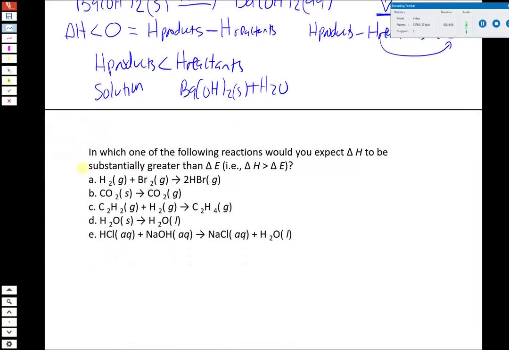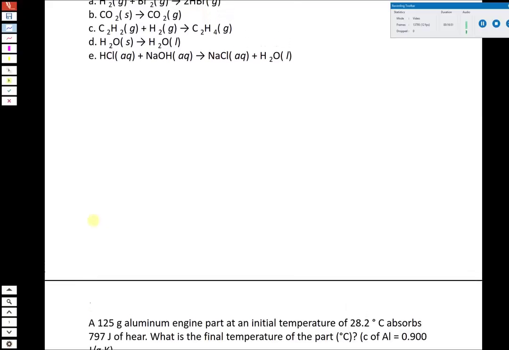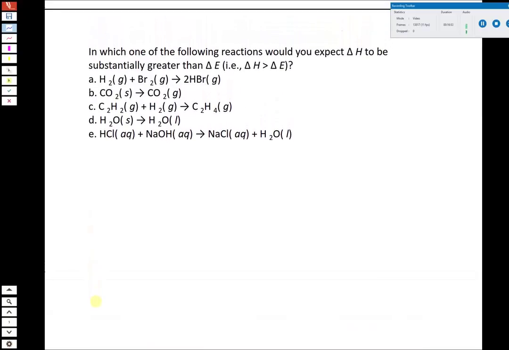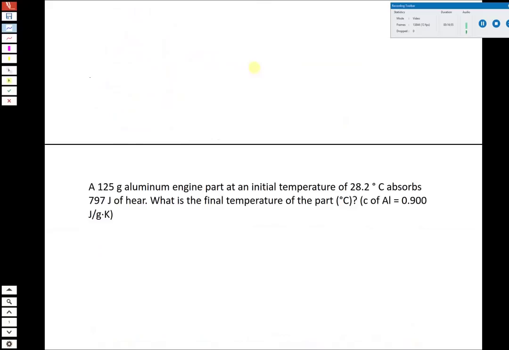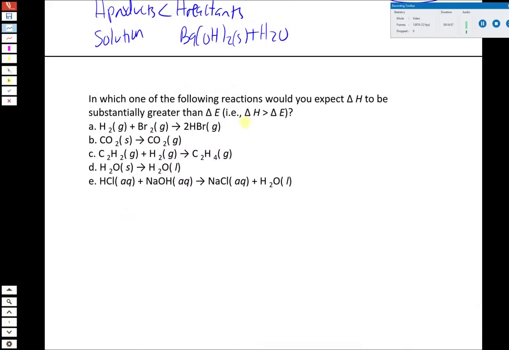Alright, and then this last one that we're going to have as a request from students, it again deals with just the comparison between delta H and delta E. And this time we don't even have to do it numerically, we just compare the two. So remember that delta H is equal to delta E plus P delta V.